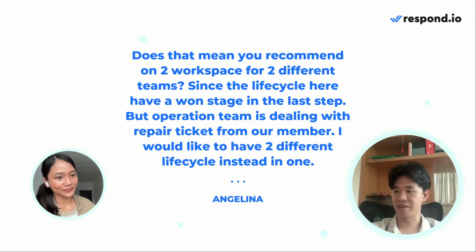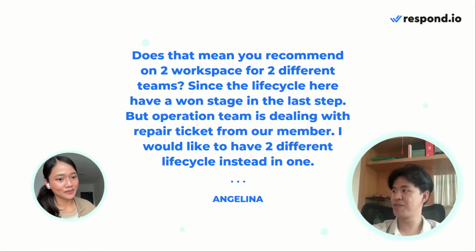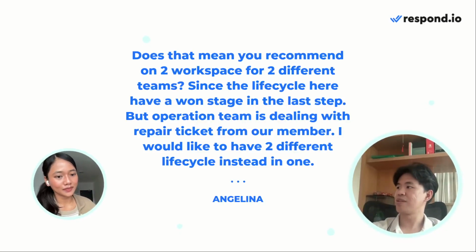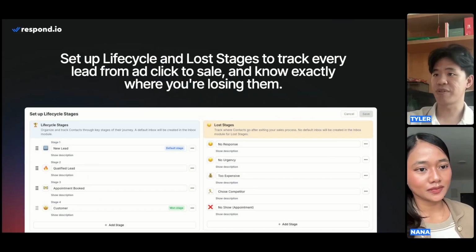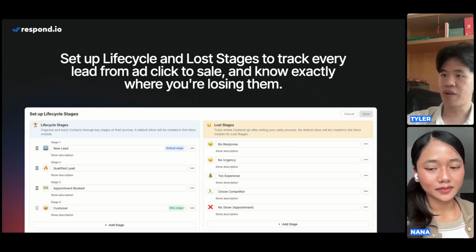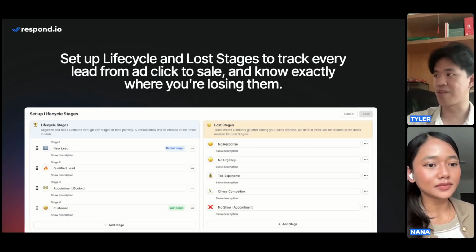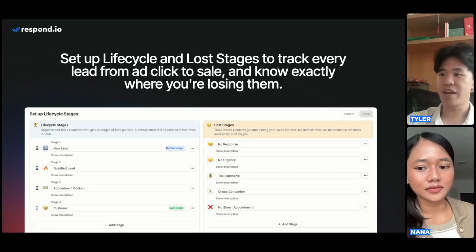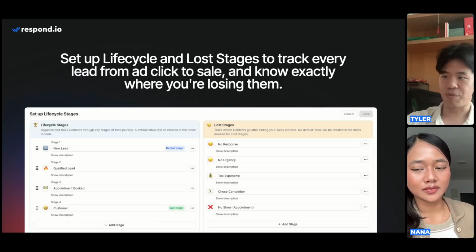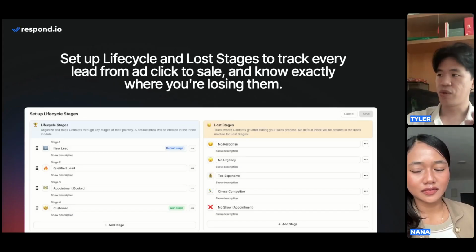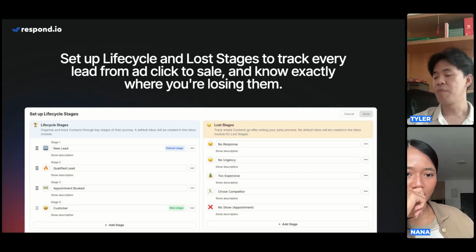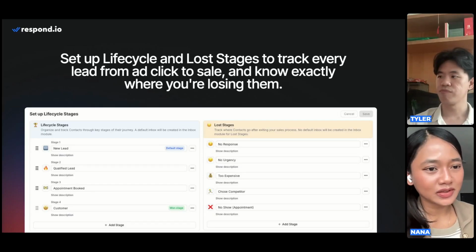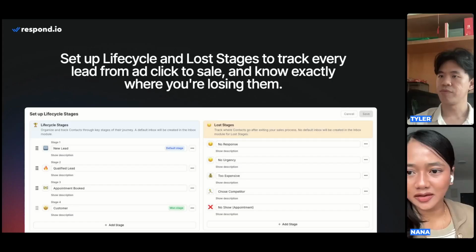Let me go back to the lifecycle stage. For your use case, for example, you have new lead, qualified lead, appointment booked, customer. Then afterwards is the repair ticket, right? You can add another stage after that for repair and everything. So your agents just need to move contacts to that stage specifically to keep track of things. But is there a better way? No, that's the only way for now, looking at the use case.